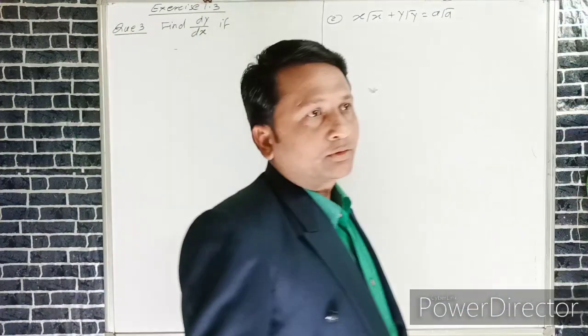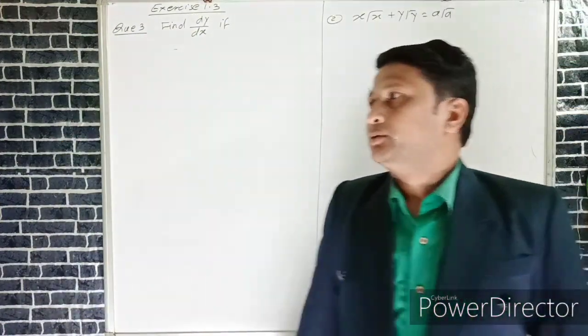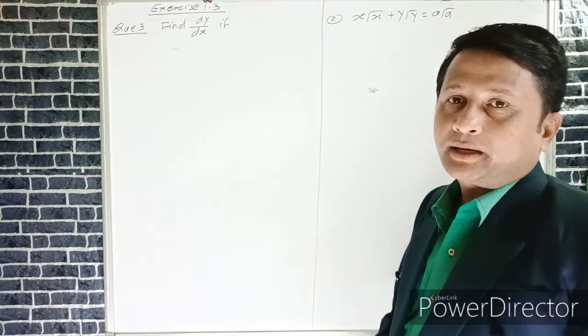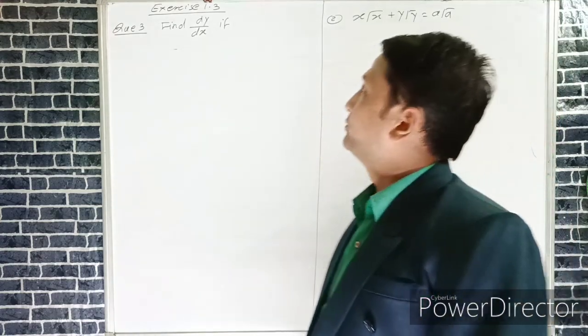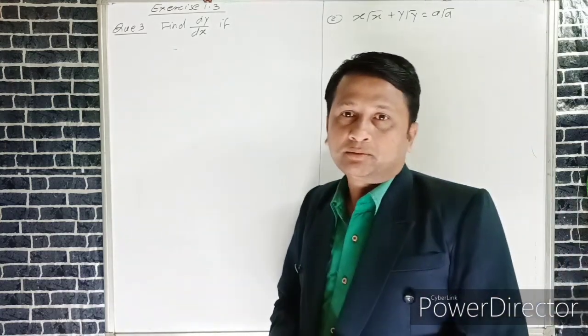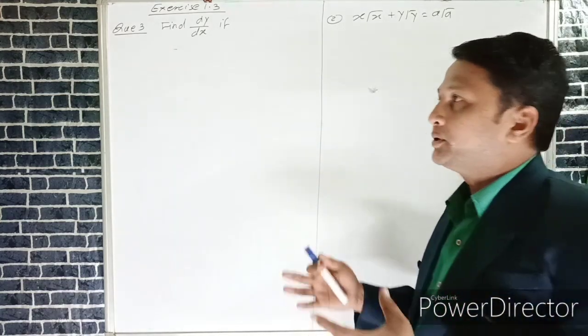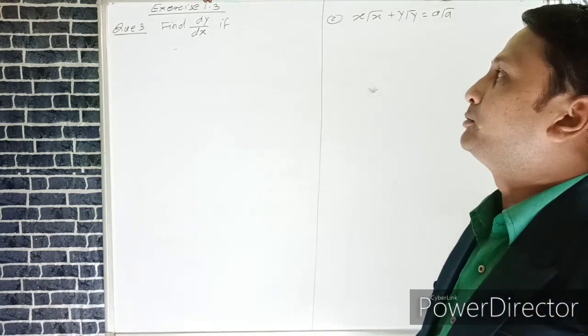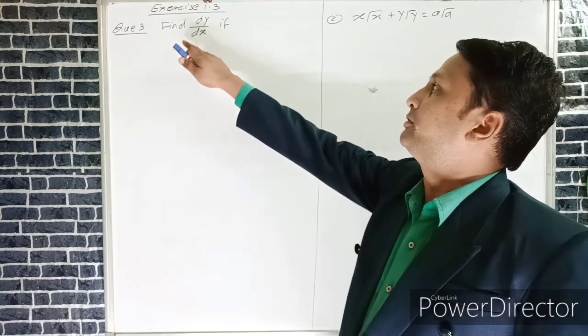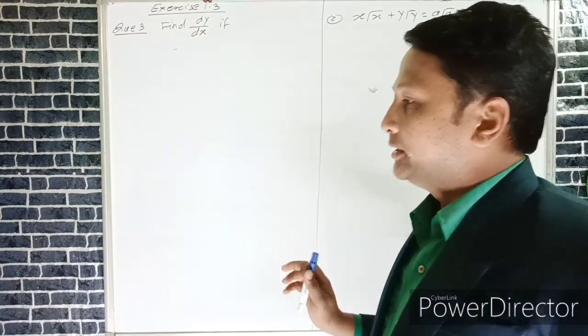Now we start the next topic of derivative, which is logarithmic differentiation and derivative of parametric function. Exercise 1.3, question number 3. Question number 1 and question number 2 we saw in the previous lecture. Now we start question number 3, and in this question it is given: find dy upon dx if.